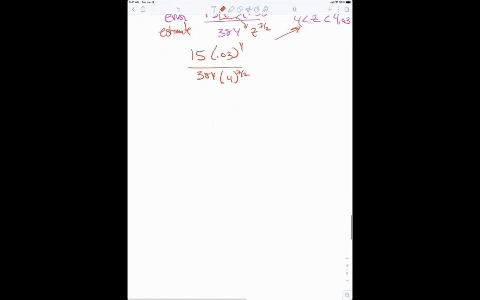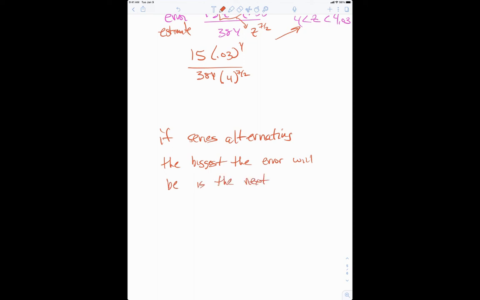One thing to tell you, if the series is alternating, okay, the biggest the error will ever be is the next term, regardless of the C and X and all that. You just would plug in like you normally would. You just continue to find the terms.